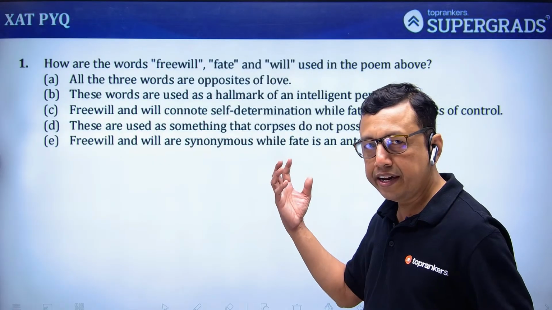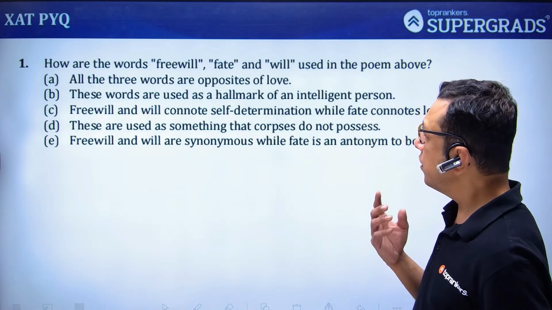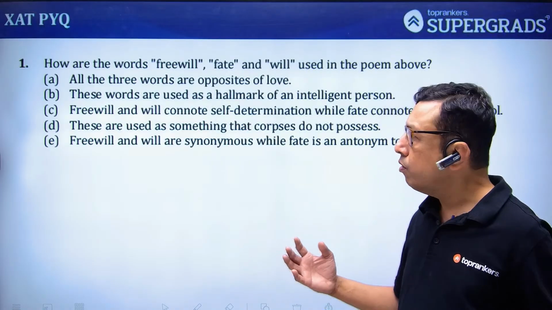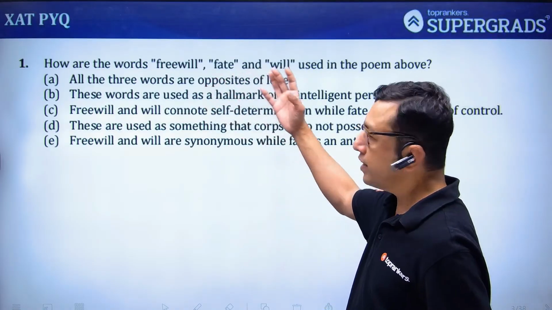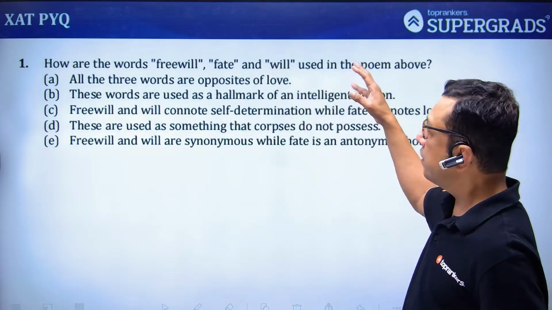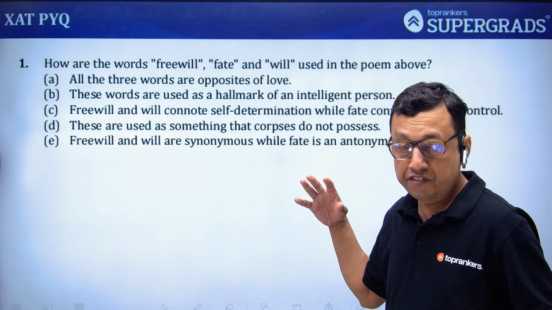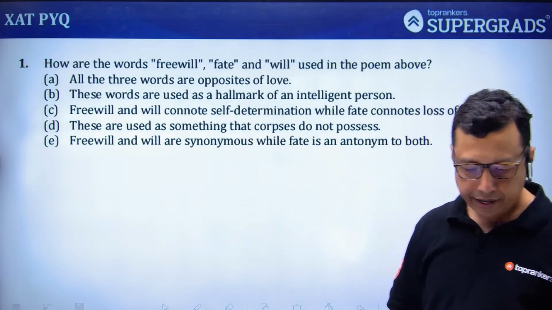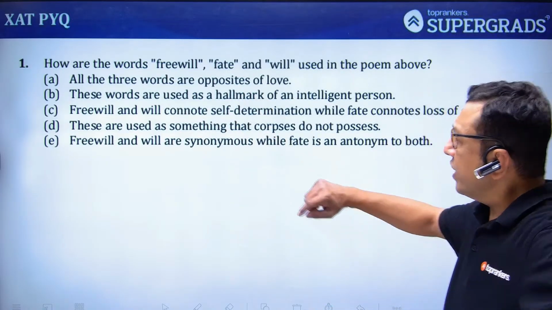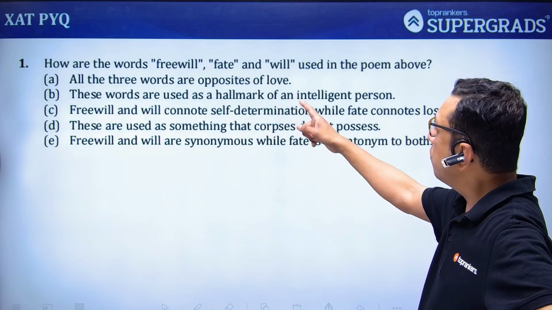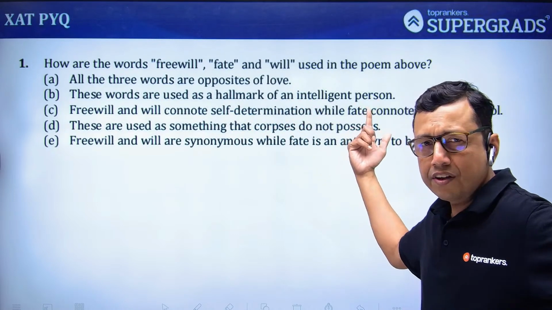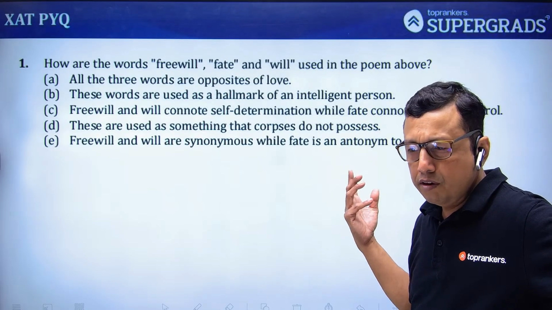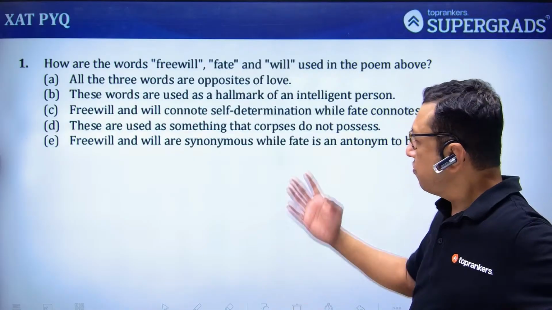It is very clearly indicated in the passage. So yes, you have to be independent of free will, fate, and will in order to embrace love. So conceptually speaking, yes, poem में indication है कि opposites हैं. That is one. Second, these words are used as a hallmark of an intelligent person. बड़ा आसान है इस option को eliminate करना. The author does not talk about love and intelligence in the poem, so this is out of scope.